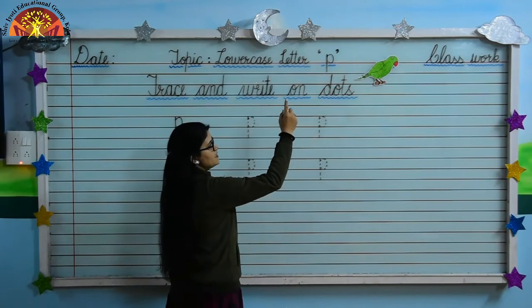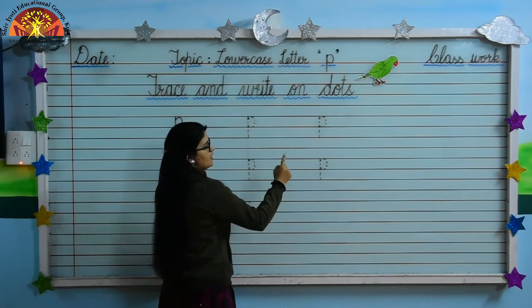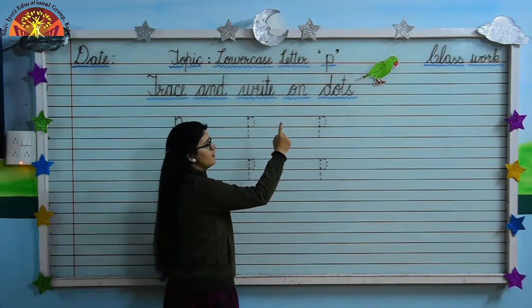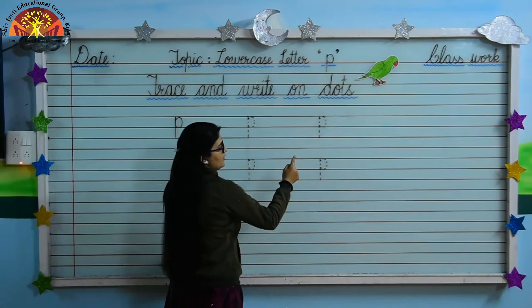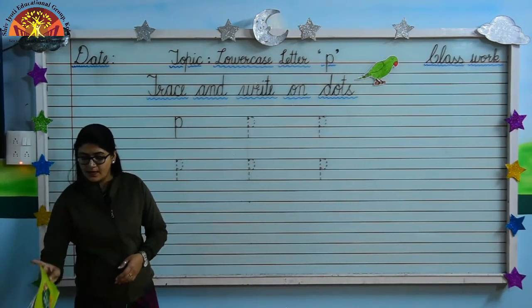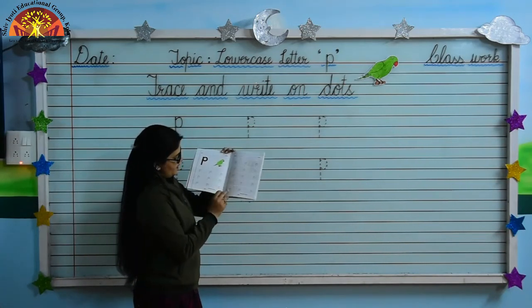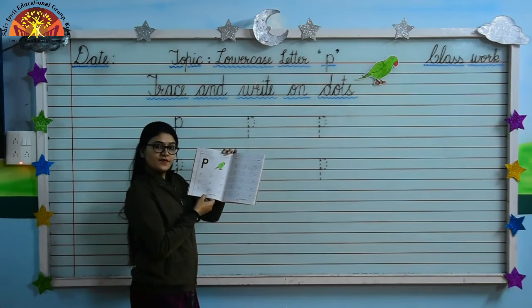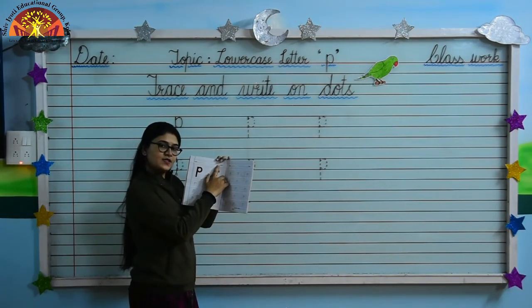So raise your hand and draw standing line. And now we will draw small curve below the starting point like this. Lowercase letter P. Now take out your English workbook 2 and open page number 51 to 52. Parents are requested to mention date and classwork at the top.